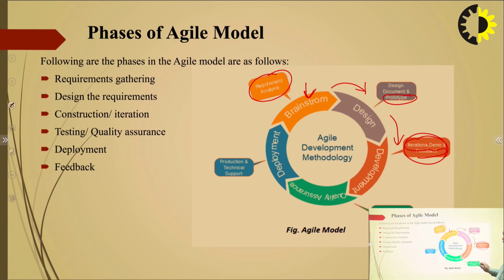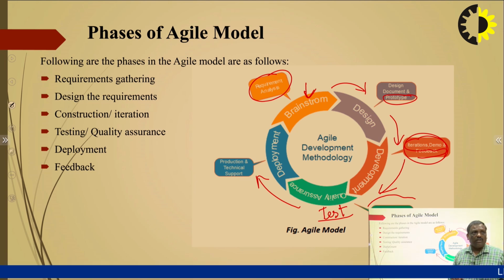And then we shift to quality assurance, which is nothing but the testing phase. That means we test and validate that all the functionality meets the client requirement or not, then we deploy the project. And after deployment, if the client requires any maintenance, we can maintain our project. So these are the phases of the Agile model.